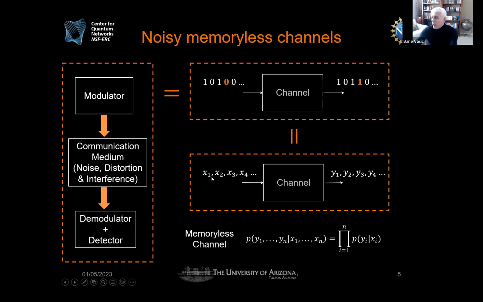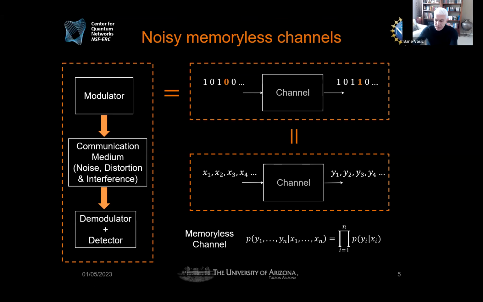x1 and x2 is independent of each other. So we get y1 bit as a result of the bit x1, but it is not affected by other bits. So in other words, this conditional density function of, let's say, n output bits given n input bits can be written as a product of individual conditional densities of the ith input and output.